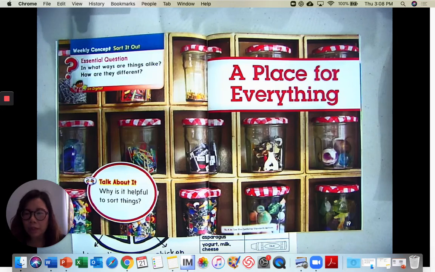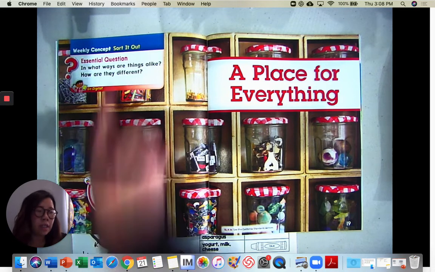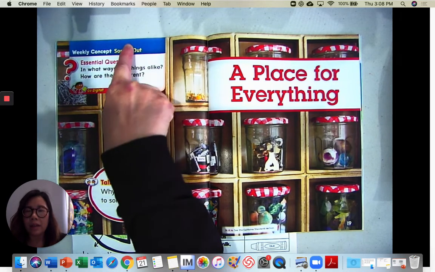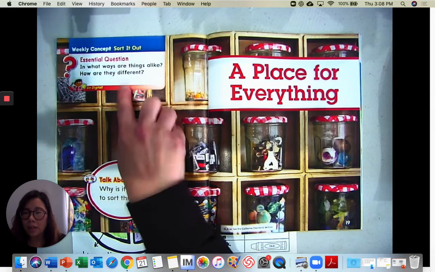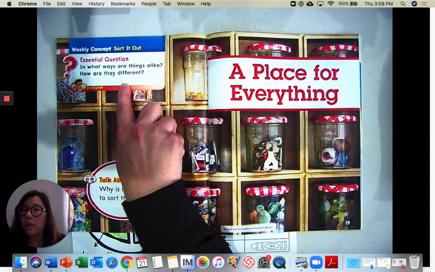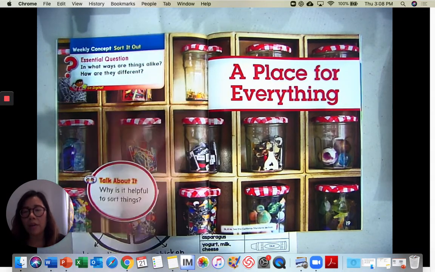Scholars, we have reached the end of Unit 10, Week 2, and so we are going to work on our research and inquiry for the week to focus on our essential question and our weekly concept. So again, our weekly concept is sorted out. Our essential question is, in what ways are things alike and how are they different?